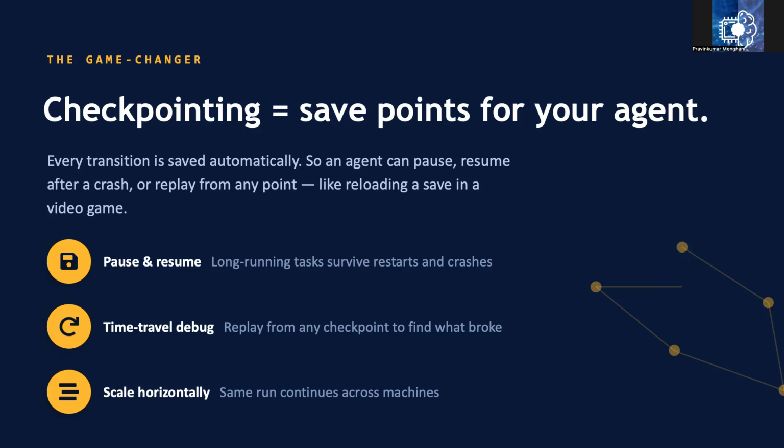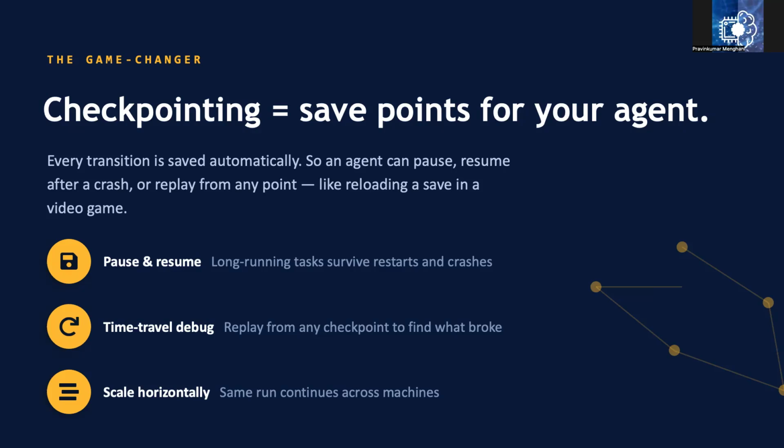Pause and resume. Your agent is doing a 30-minute research task. The server restarts at, let's say, minute 25. Without checkpointing, 25 minutes are wasted. With checkpointing, it picks up right where it left off.